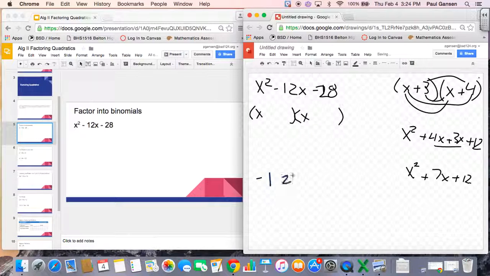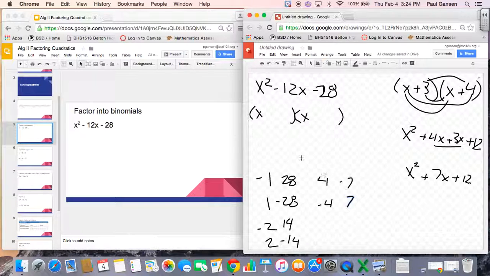You could have negative 1 and 28. You could have the opposite. You could have 1 and negative 28. You could have negative 2 and 14. You could have 2 and negative 14. And the last option, if I recall, is going to be 4 and negative 7, or negative 4 and 7. Those are the only ways you can multiply two numbers together to get a negative 28. So these are our options for this.